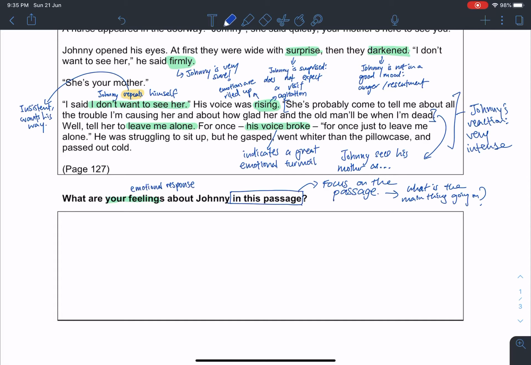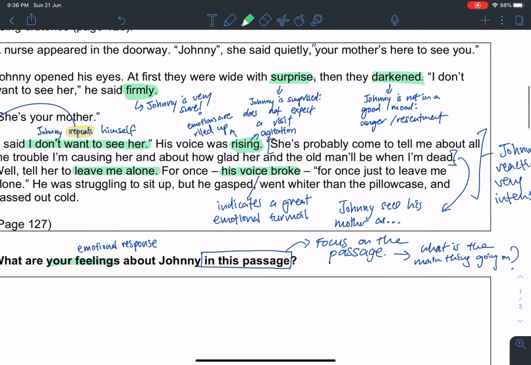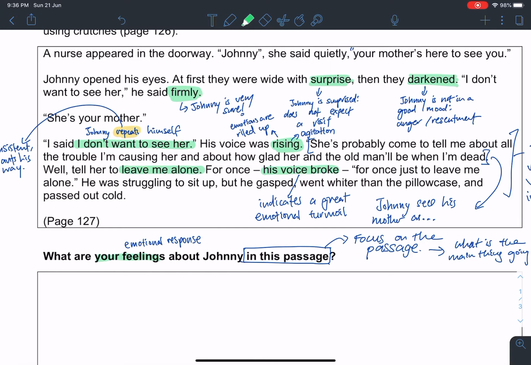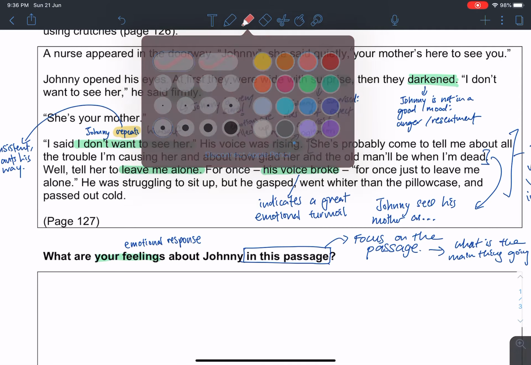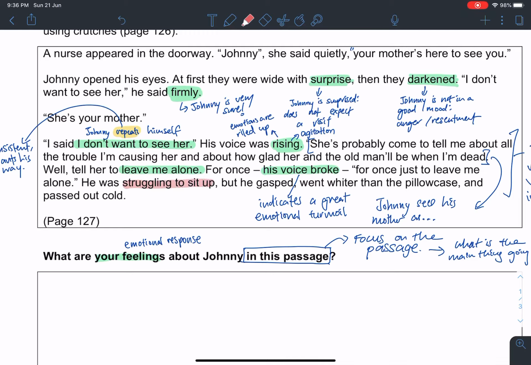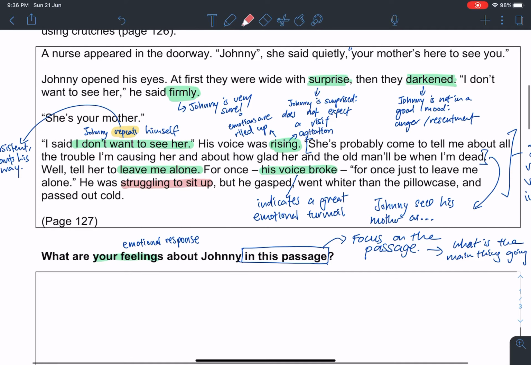Okay, and now we look at this. Now, in this passage, we need to pay very careful attention to Johnny's physical condition, okay. I'm going to use a different color to highlight his physical condition. He was struggling to sit up. Remember, he's weak, but yet he's still struggling. Then he gasped. Gasp means what? Not enough breath. Went whiter than the pillowcase, so he's losing blood. And then he passed out cold.